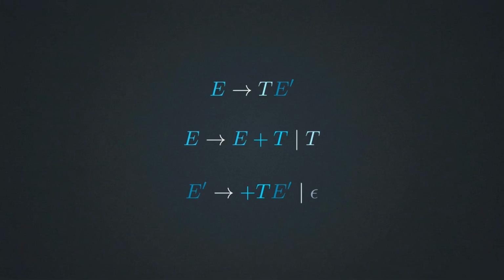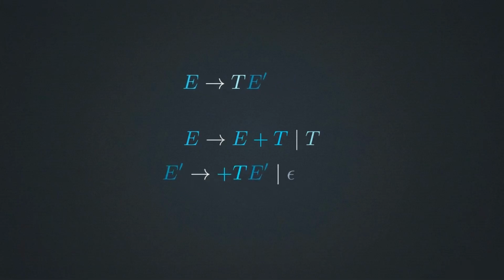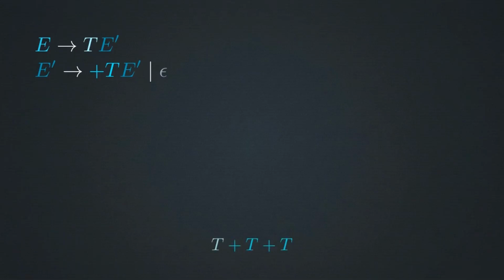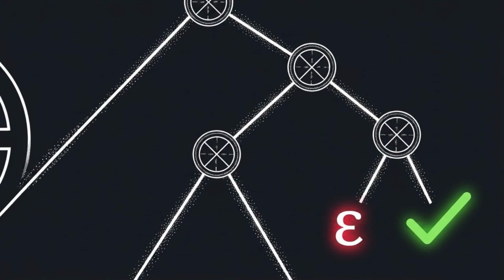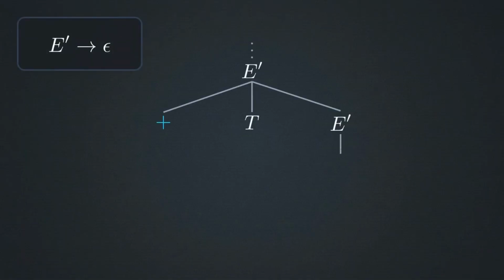The new E prime non-terminal acts as memory. If we want to generate a string like T plus T plus T, E prime simply repeats the plus T sequence as many times as needed on the right side of the tree. This repetition requires an exit strategy. Epsilon must be included at the end of the E prime rule, giving the derivation a way to successfully terminate without causing a new type of infinite loop.